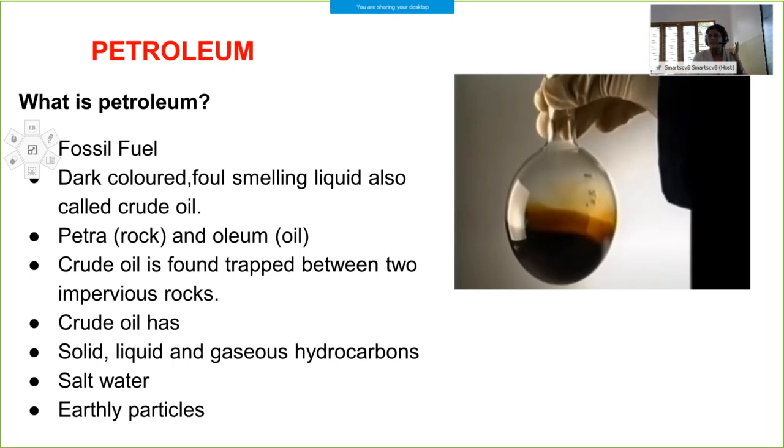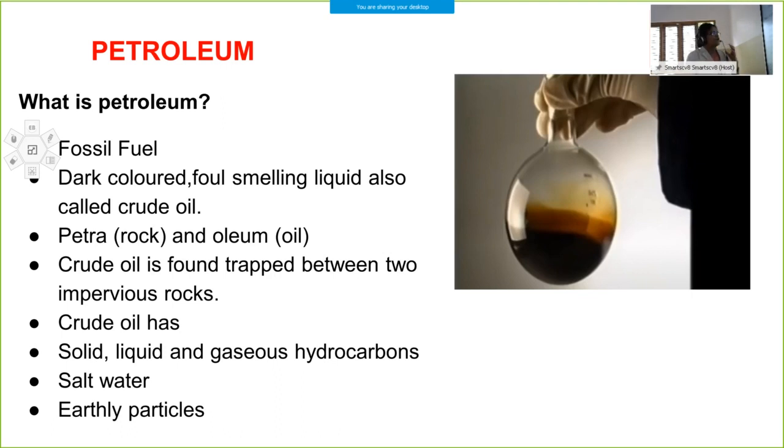Exhaustible means it is limited in quantity. Once it is getting over, then it will take another millions of years for its formation. So we have to be very careful in using all these fossil fuels. That is why we say that fossil fuels are exhaustible in nature.